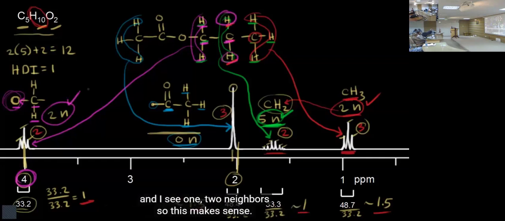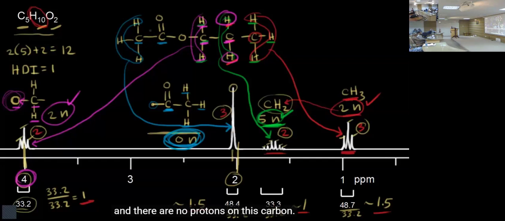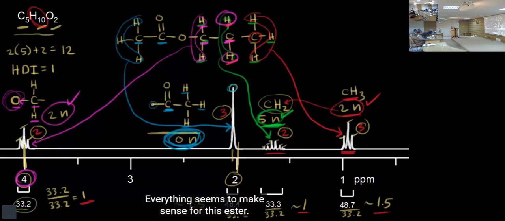So this makes sense. And then finally, the blue protons over here, we predicted 0 neighbors. So we go to the carbon that's next door to this carbon, and there are no protons on this carbon, right? So 0 neighbors, and that's why we got our singlet over here. So this makes sense, right? The chemical shifts make sense, the splitting makes sense, everything seems to make sense for this ester.